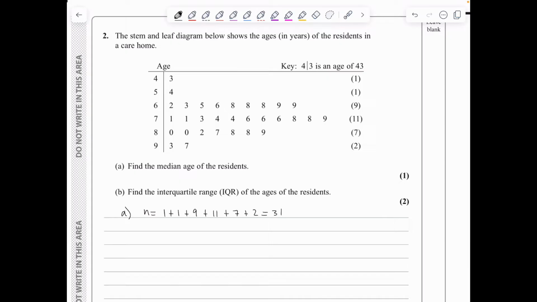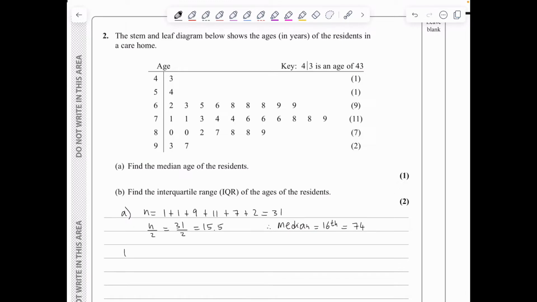So to find the median, the middle value, I'll be doing n over 2, which is 31 over 2, which is 15.5. I need to round this up, and therefore the median will be given by the 16th observation. So going to my stem and leaf diagram, the first 11 observations were up to here. So the 12th, 13th, 14th, 15th, 16th observation is the 74, and that's the median.